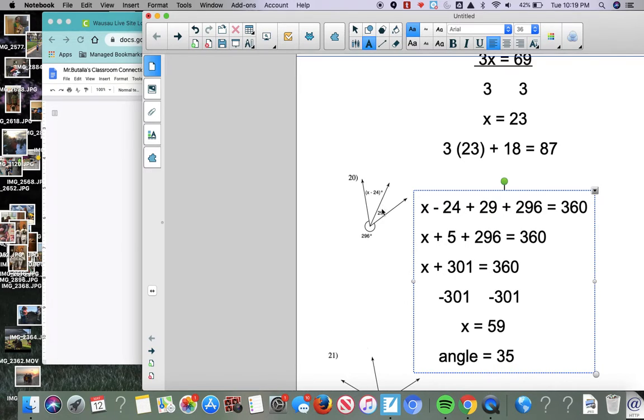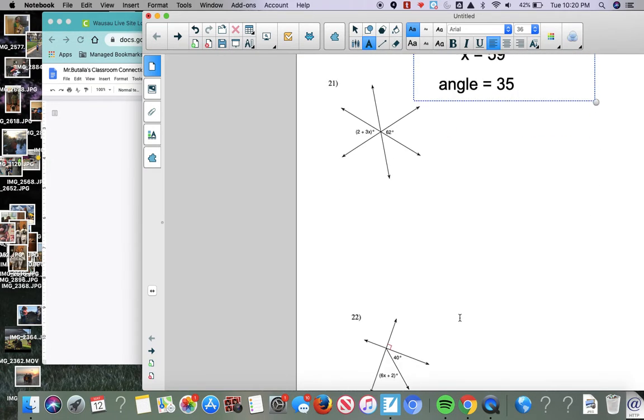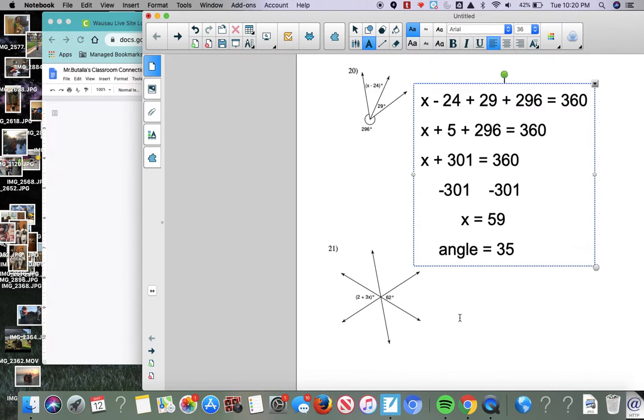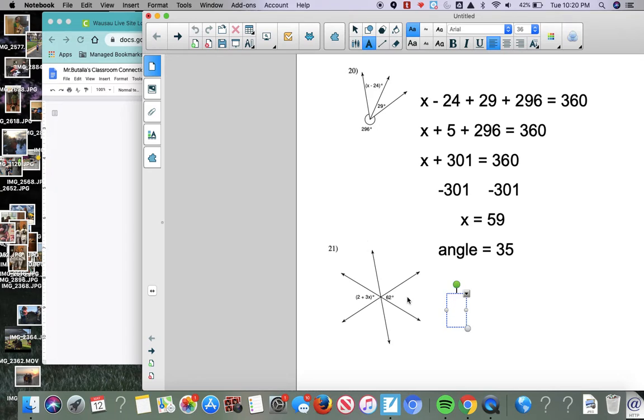And again, now if I add up all of these and go around here, I should get 360 degrees. Okay? All right, and then we get a couple more here. Number 21. 21, the first one's a little different.